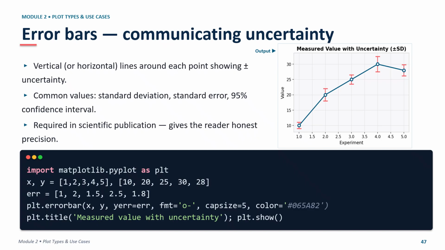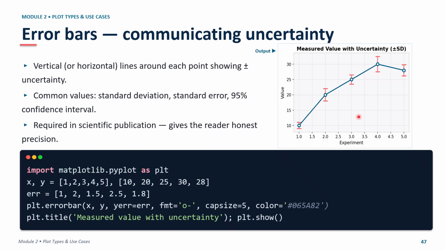Error plots are often overlooked by beginners, but they are critically important in the scientific and research context. So let us see what they are. A vertical line or a horizontal line is added to each data point, showing the range of the uncertainty around that measurement. So here you are able to see the horizontal line and a vertical line for each and every data point, right? This you call an error bar.